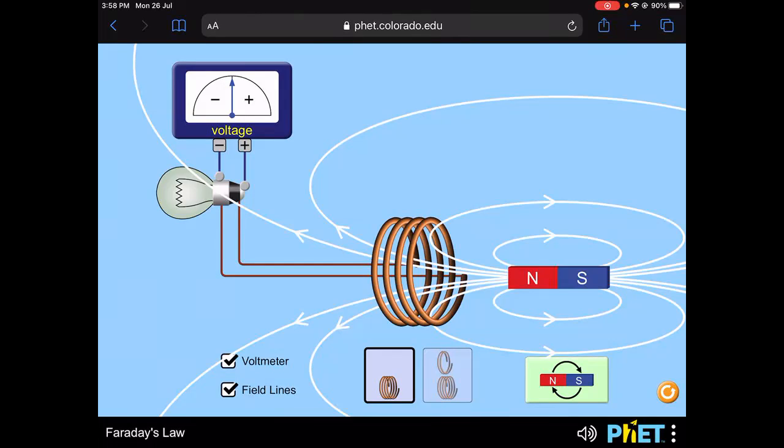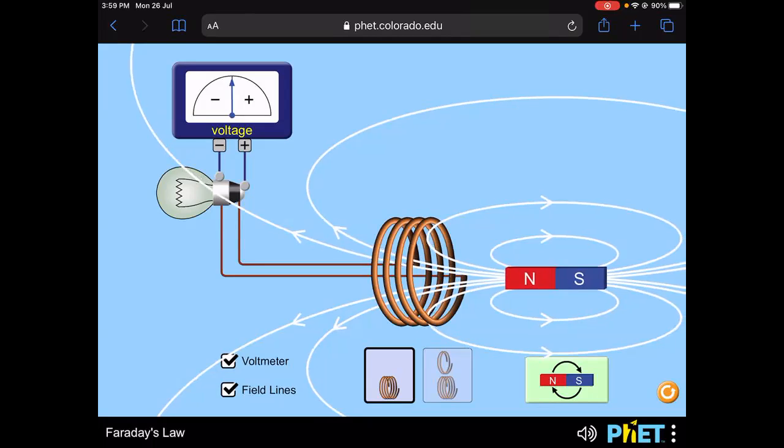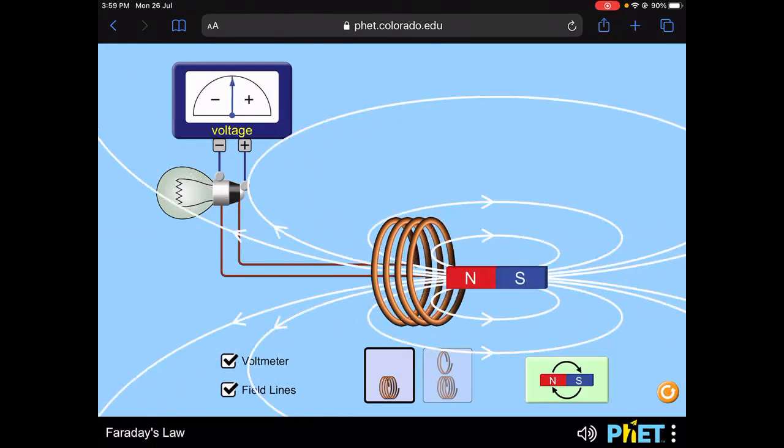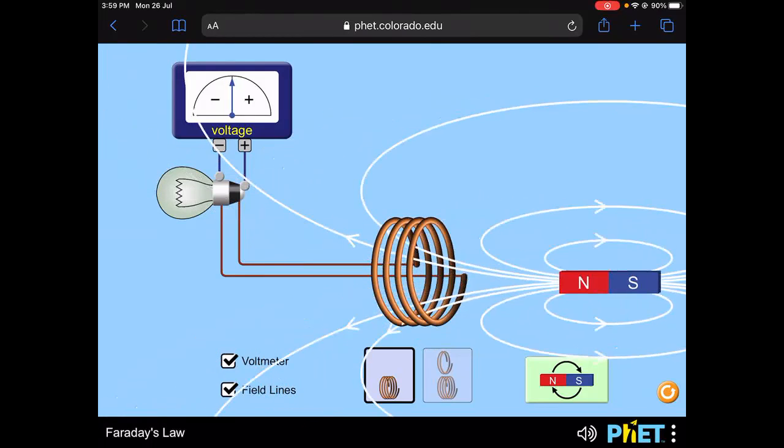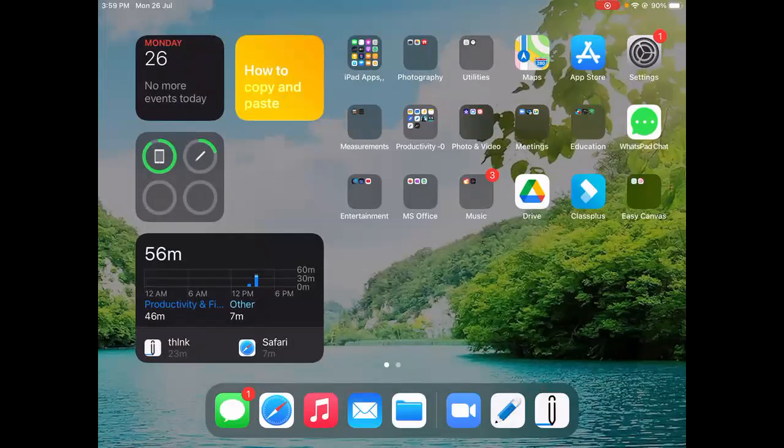Now I'm going to look at the same concept from a different perspective. When the north pole is moving towards a coil, I observe the deflection to be on the left-hand side. When the same north pole is moved away from the coil, then the deflection changed in which side? Exactly in the opposite side. Now, what does Lenz's law have to tell us? That's what the question is.